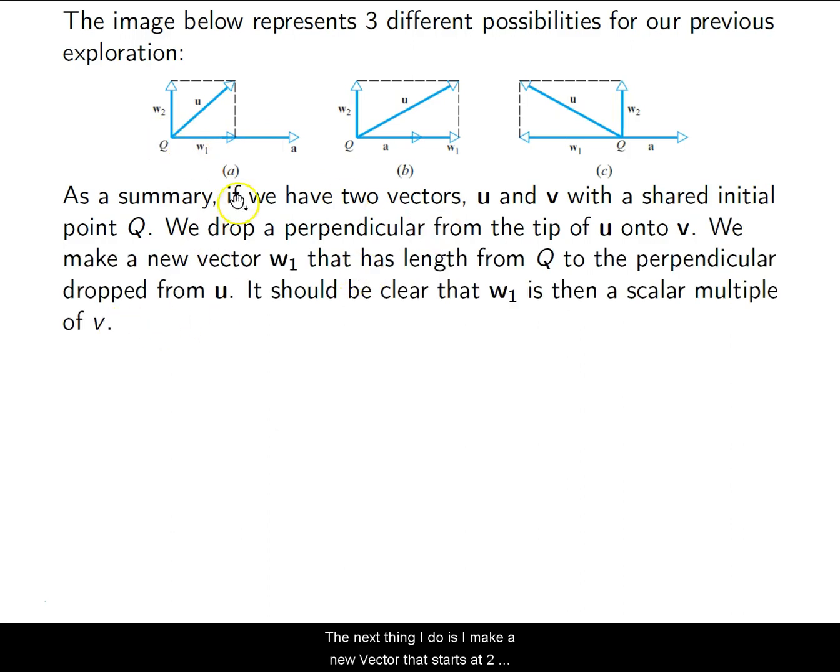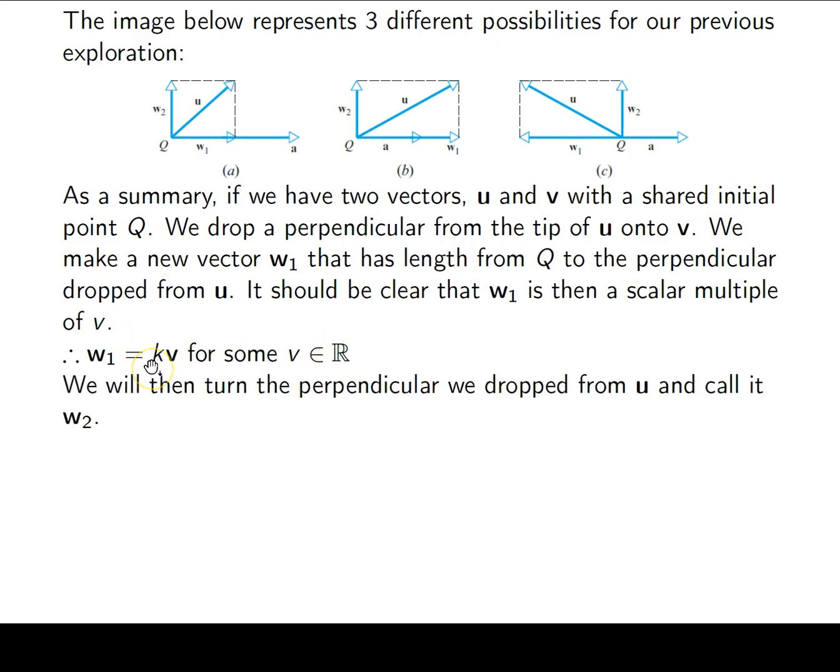The next thing I do is make a new vector that starts at Q and ends where that perpendicular was dropped. I call that W1, and it is a scalar multiple of that V vector I had. So I can write that W1 is K times V for some K that is inside of R. Oh, I'm sorry, this should be a K, for some K that is inside of R. K is just some regular real number, so it's a scalar multiple of V.